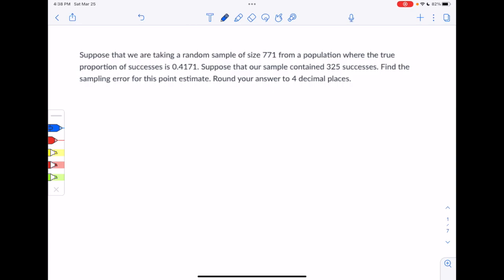So the first thing, in the interest of giving help rather than answers, we're going to change this from 325 to 327. Now thinking about what they want us to do, they want us to find the sampling error for this point estimate. Well, the point estimate is actually the answer from the previous problem, so let's go back and do that real quick. This problem is about proportions, so your point estimate would be the sample proportion.